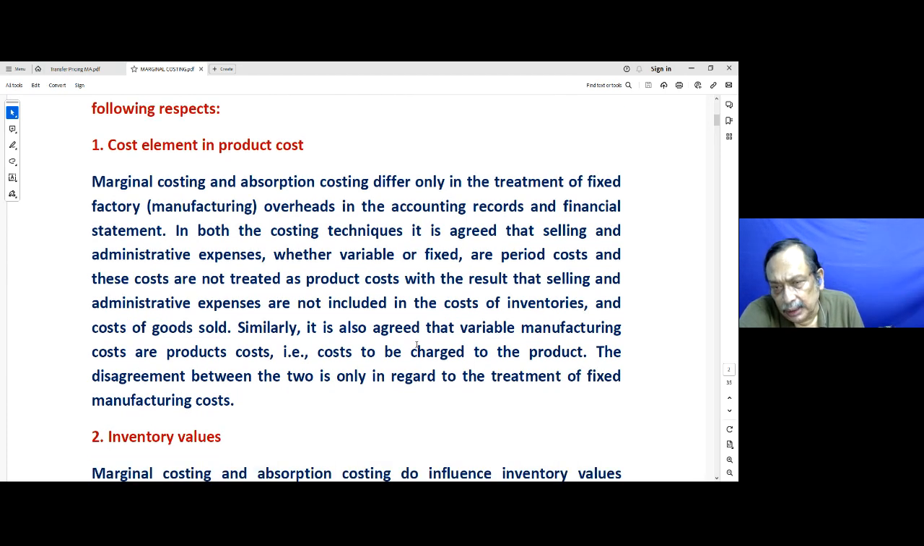Similarly, it is also agreed that variable manufacturing cost is product cost, that is cost to be charged to the product. The disagreement between the two is only in regard to the treatment of fixed manufacturing cost. So marginal costing and absorption costing, their result, that is profit, will be different due to the fixed manufacturing cost, which is included in absorption costing but not in marginal costing.